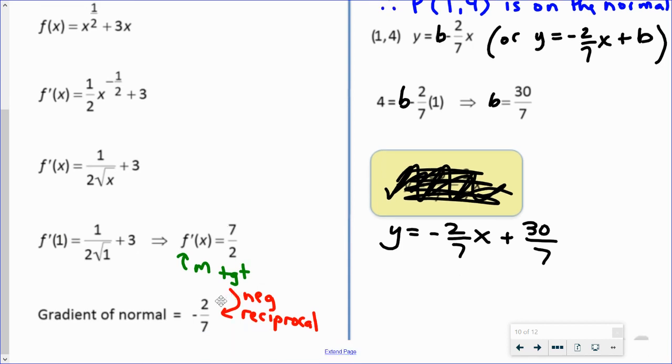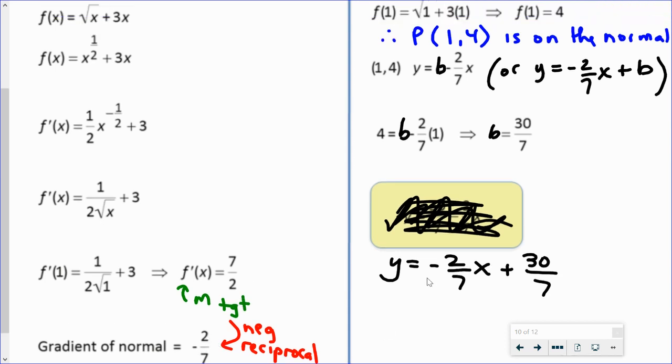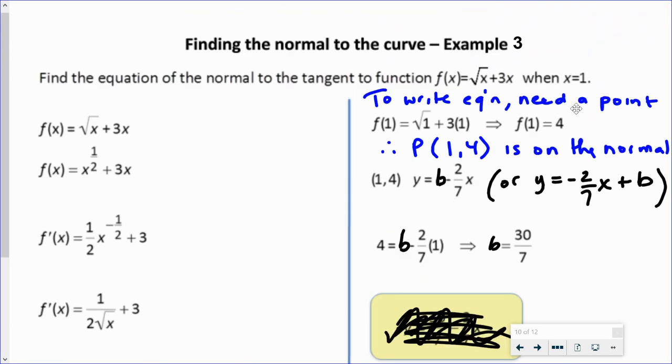But if I want the slope of the normal line, or we call it the gradient of the normal line, I'm going to take the negative reciprocal of 7/2, which is negative 2 over 7. Then I'm going to write the equation. I need the slope, which I found is negative 2 over 7, and a point. Well, I care about when x equals 1, and I can find the y value when x equals 1 by subbing in 1 for x here and here. So when x is 1, it turns out that y is 4, and therefore the point (1, 4) is on the normal.